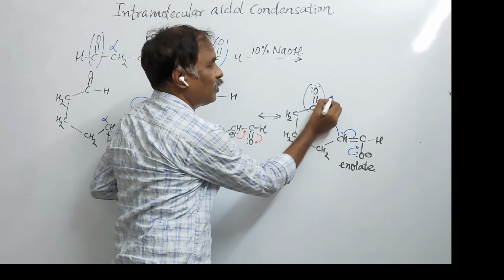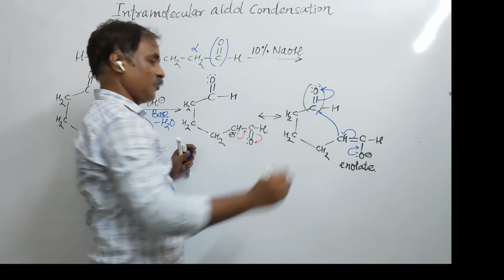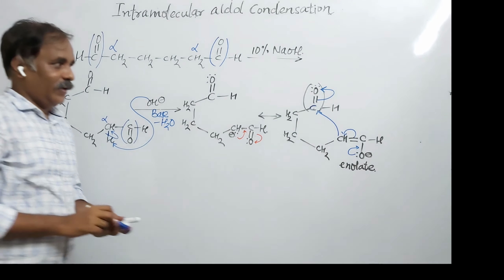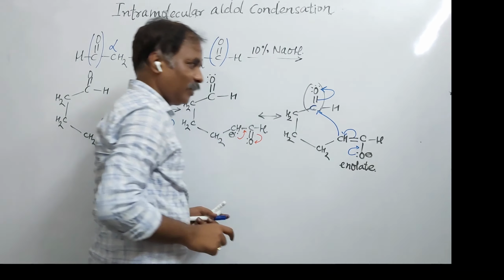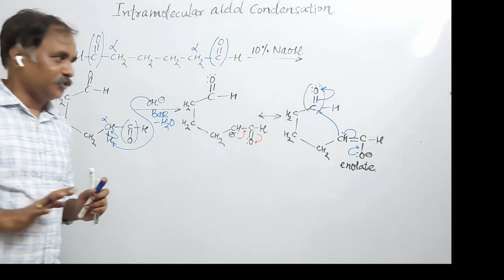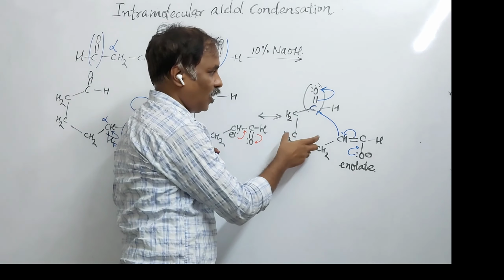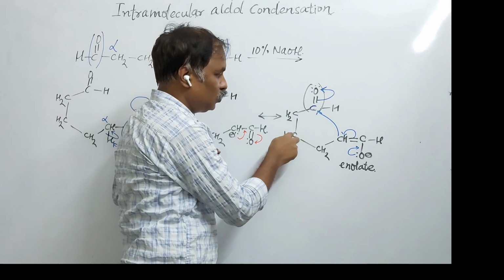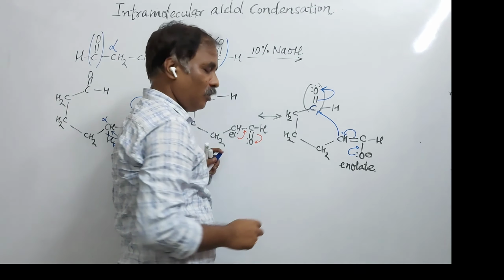So the breaking of this pi bond and shifting of electrons like this. So here is the formation of a new carbon-carbon single bond. This is the characteristic feature of aldol condensation. Now here is the formation of a ring compound. How many membered? 1, 2, 3, 4 and 5.